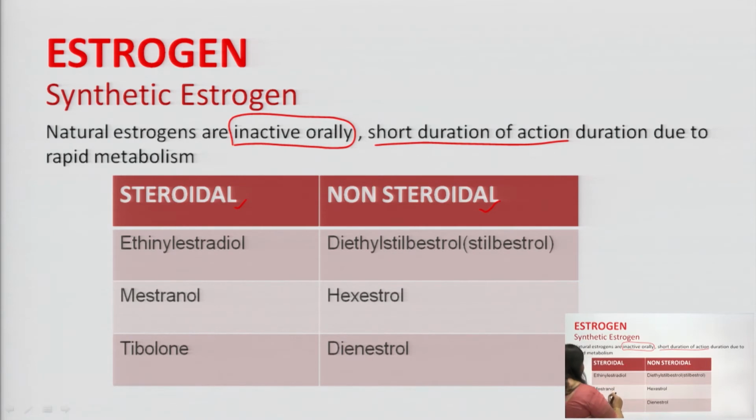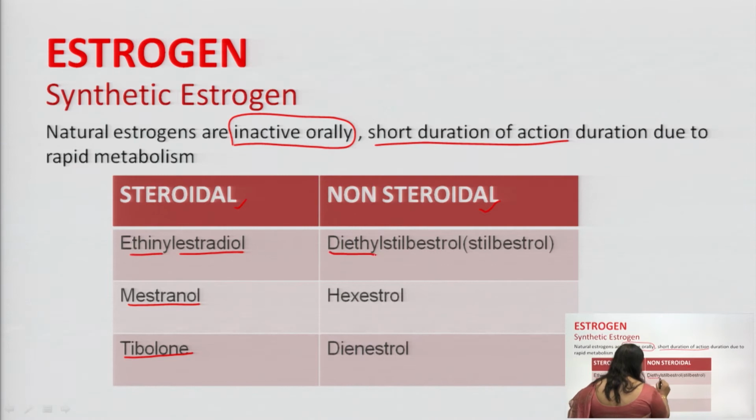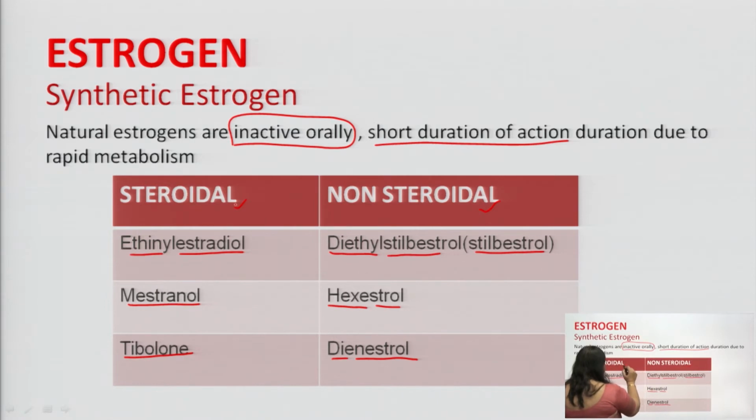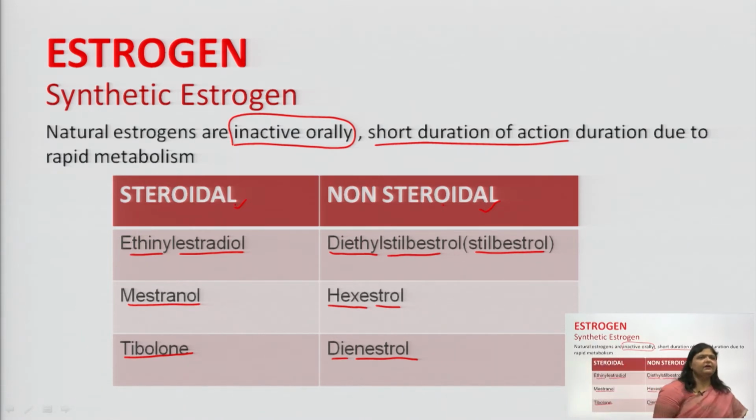The most important steroidal estrogens are ethinyl estradiol, mestranol, and tibolone. Then we have non-steroidal ones, which are diethylstilbestrol, or generally called stilbestrol. Other drugs are hexestrol and dienestrol. So we have steroidal and non-steroidal synthetic estrogens.